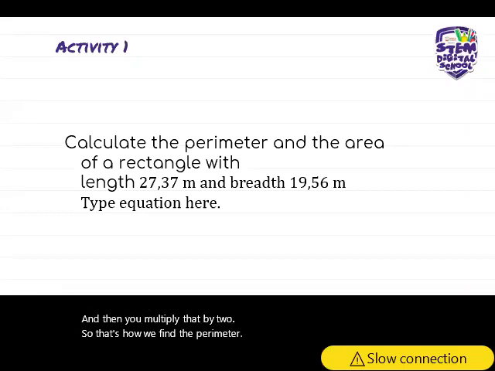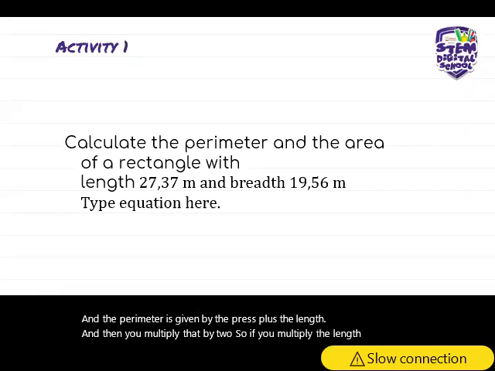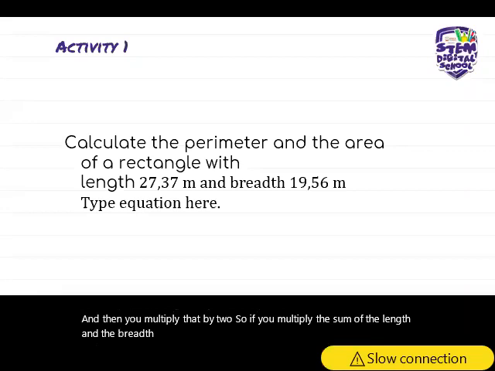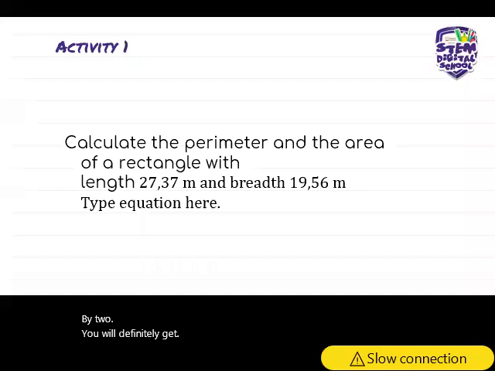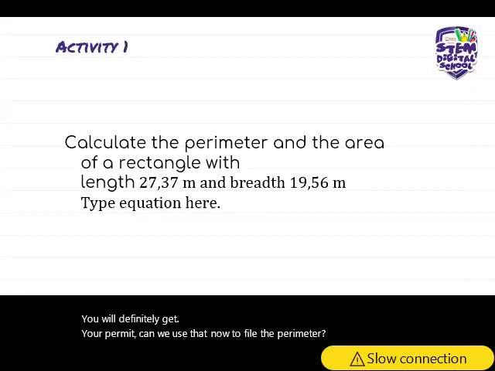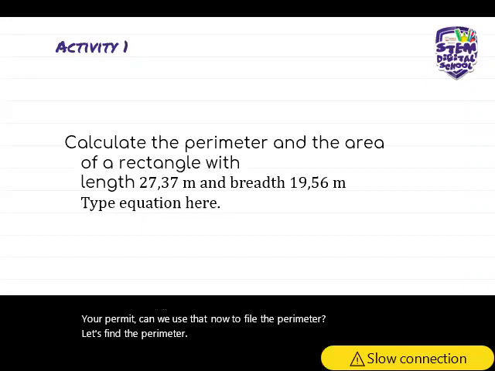The perimeter is given by the breadth plus the length, and then you multiply that by 2. If you multiply the sum of the length and the breadth by 2, you will definitely get your perimeter. Can we use that now to find the perimeter? I've just given you the formula. I hope that everyone can see the screen.